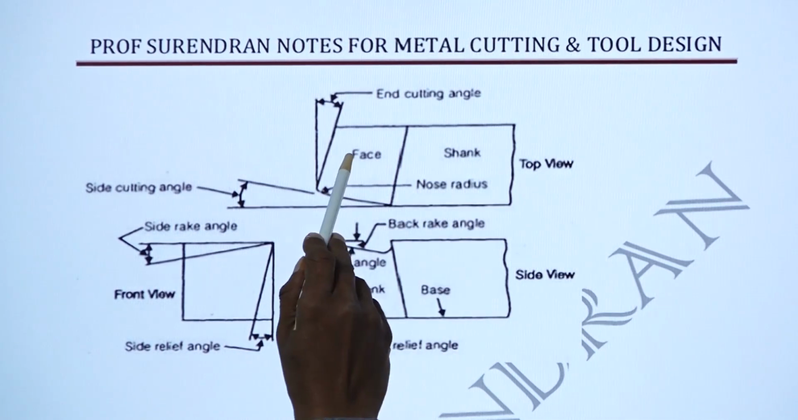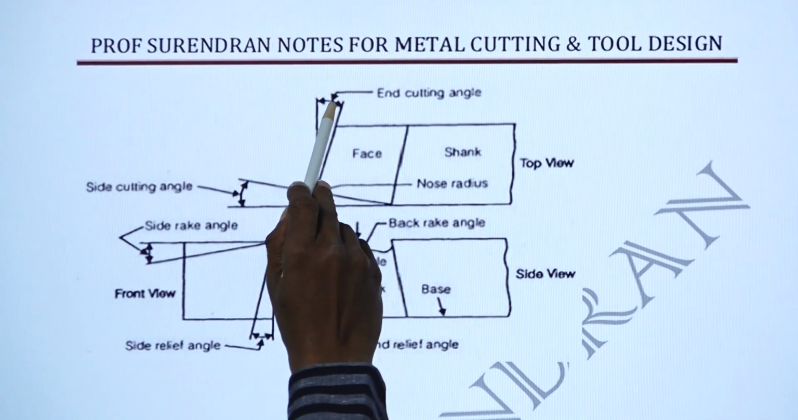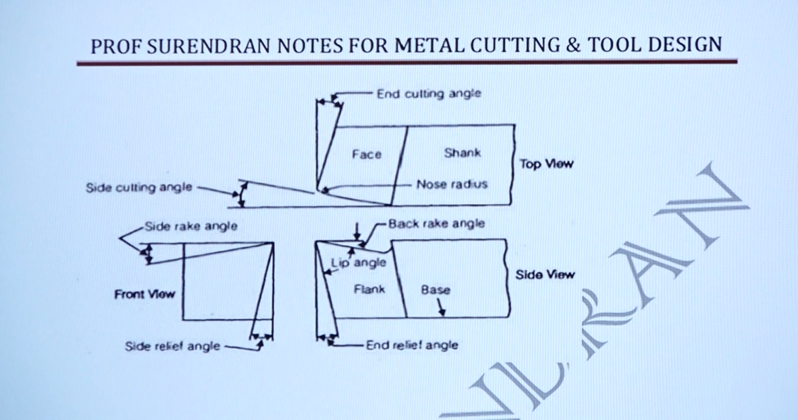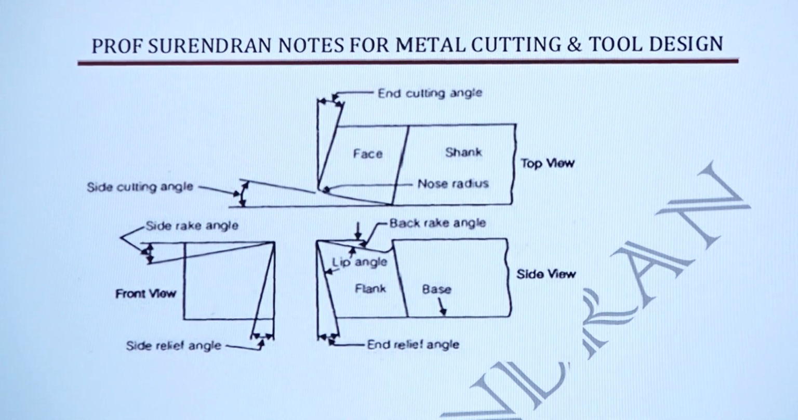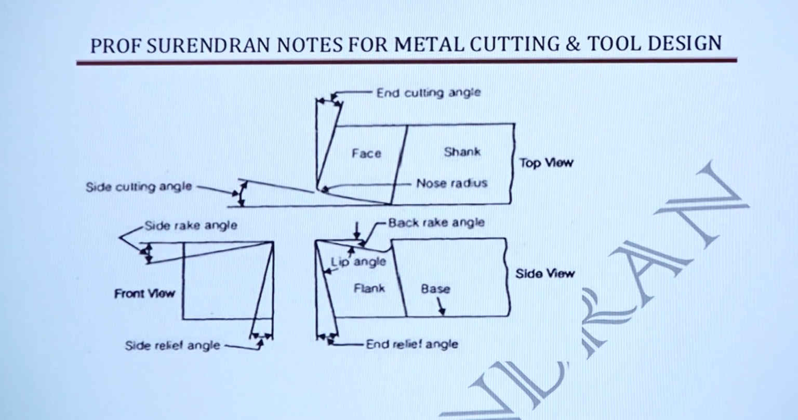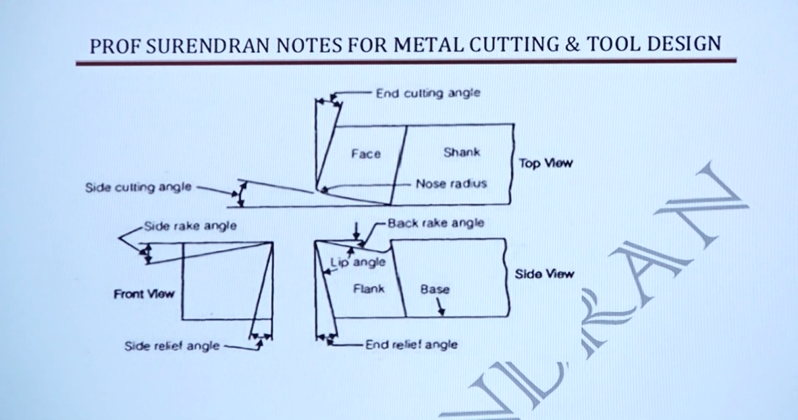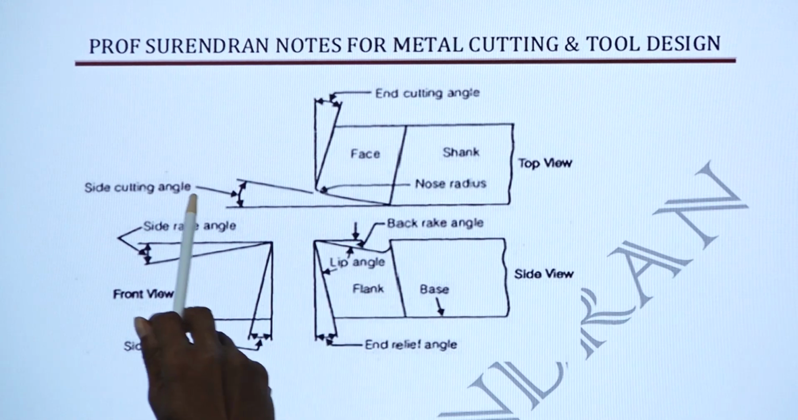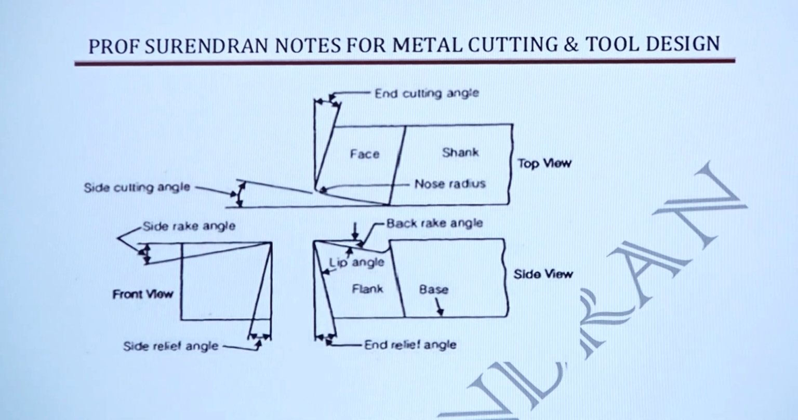radius. Parallel to the shank, this is the face, and we have the end cutting edge angle, and here the side cutting angle. So that is the top view. So we have top view, front view and side view. Okay, so we have face, shank, side cutting angle and end cutting angle.